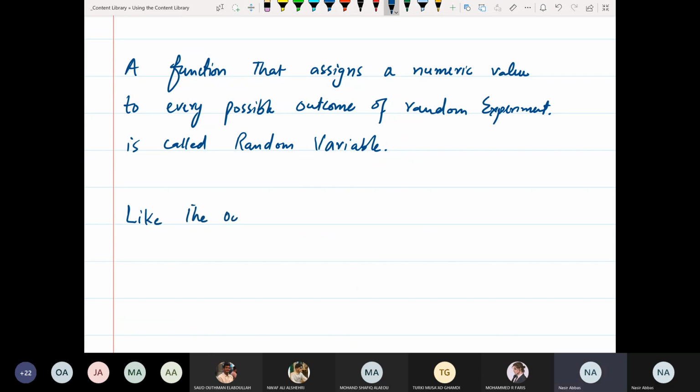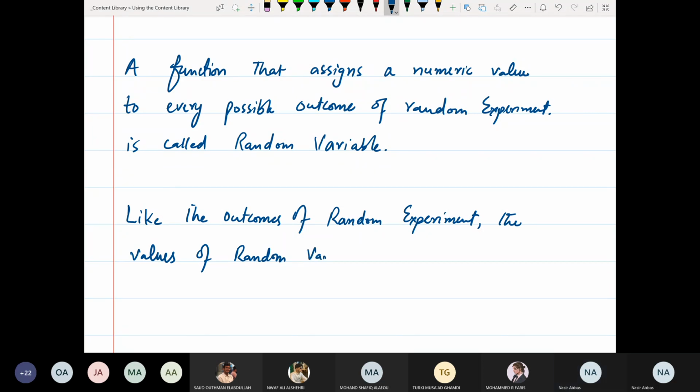Like the outcomes of a random experiment, the values of a random variable are also unpredictable. That is the property of a random experiment.